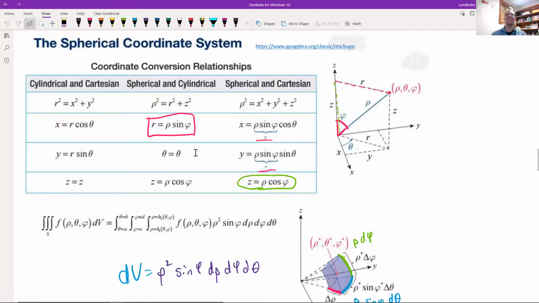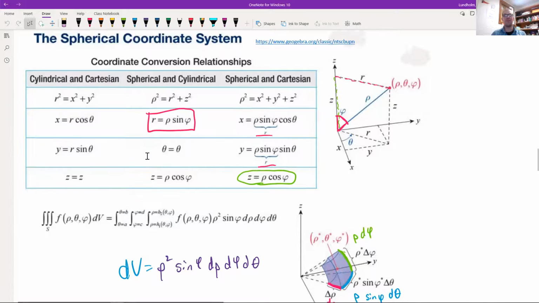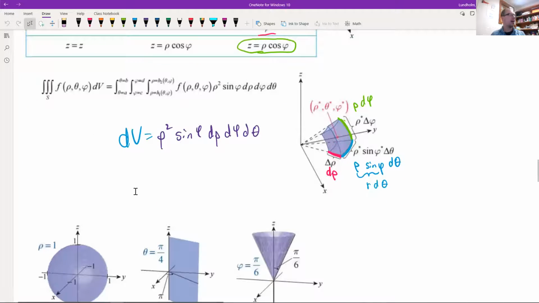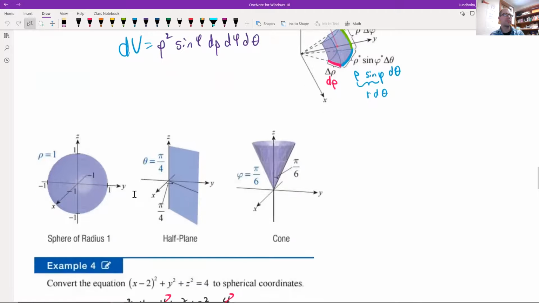Here we get to talk about the spherical coordinate system. The spherical coordinate system is cool for things that are obviously spherical in shape or have some kind of sphere-like shape to them. Spheres are really nice because spheres have a constant radius, and so they look just like a constant function of the radius in the spherical coordinate system.